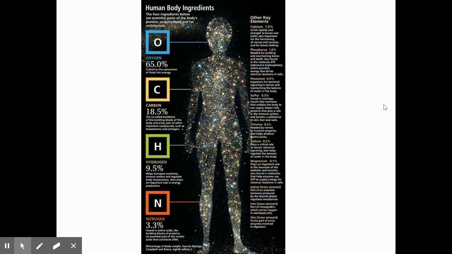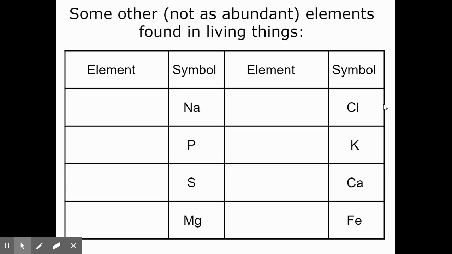I think the rest is all the other stuff. You can see them on the right: calcium, phosphorus, potassium, sulfur, chlorine, sodium, and all these other elements that are out there. That makes up the other 7-ish% of your body. But by far, HONC, HONC, good way to remember it: hydrogen, oxygen, nitrogen, carbon. Okay. All right, some other elements found in living things, but not quite as abundant.